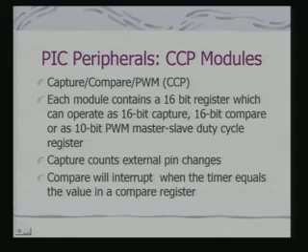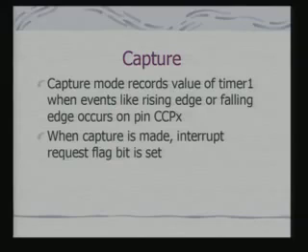Now, what is PWM? Pulse width modulation, and we shall see its application, how it happens. First, let's look at the capture. Capture mode records the value of timer 1 when events like a rising edge or falling edge occur on pin CCPx. CCPx means, depending on the number of CCP modules you have, it will be CCP1, CCP2, etc., external. When a capture is made, the interrupt request flag is set. In fact, this is one of the sources of peripheral interrupt.